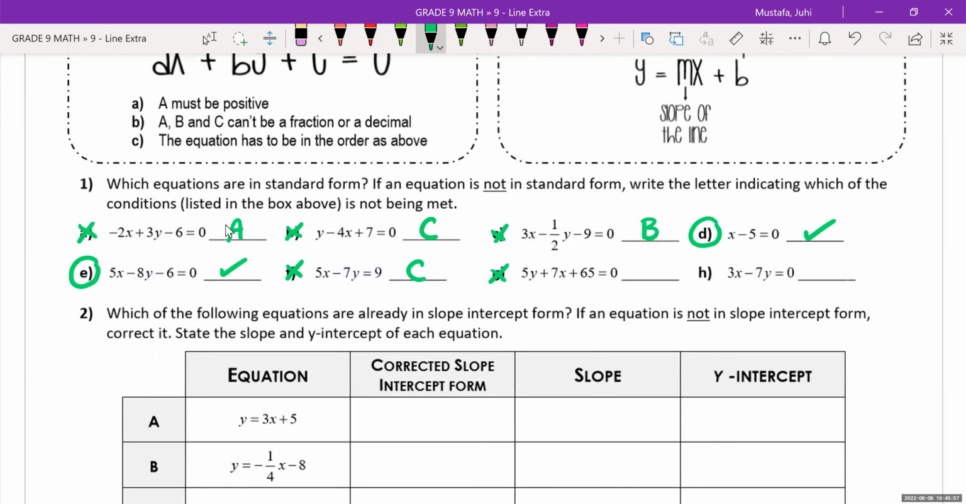Nope, because it's breaking rule C. You can't have a y before an x. And then how about question H? It is good because look, A is positive, 3 is a positive number, no fractions or decimals, and it's in the correct order. X, Y, and just the constant isn't there, so you're allowed to have that. H is good.